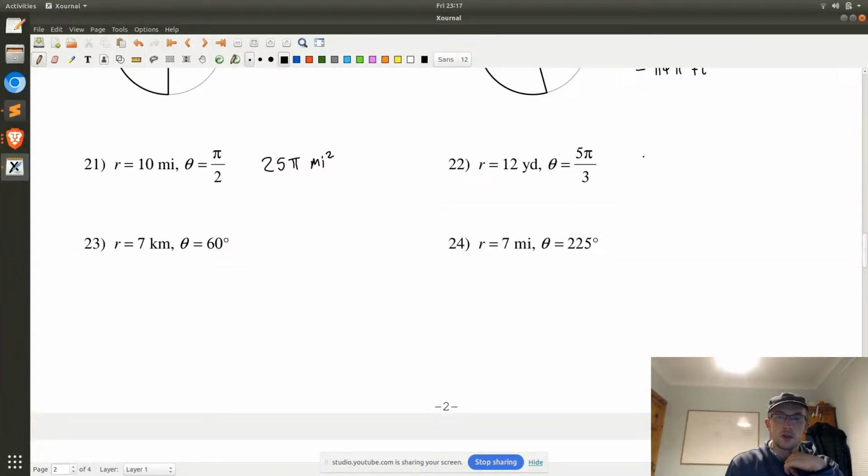We have a circle whose radius is 12 yards, and the angle of the sector is 5 pi over 3. 5 pi over 3, that's 1 2/3 pi, so that's 5/6 of a circle. It's 5/6 times 144 pi. And 144 over 6 is 24. And 24 times 5 is 120.